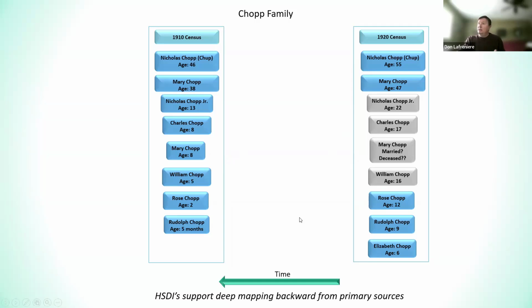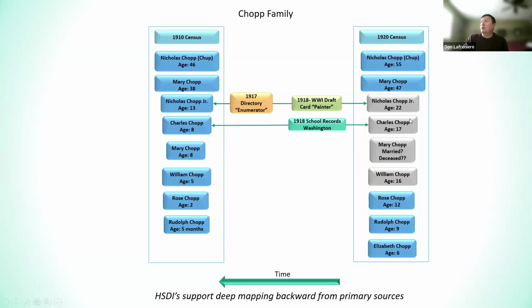This backward mapping, that deep mapping going backwards, allows us to fill in some of these gaps. So here's a couple examples, right? We know Nicholas Chop, he was 13 in 1910. He was listed in the city directory as an enumerator in 1917. His draft record from World War I says he was a painter, and then he's not in the family in 1920, when he's 22 years old in the census. Maybe he's off at war, right? Or died, we don't know.